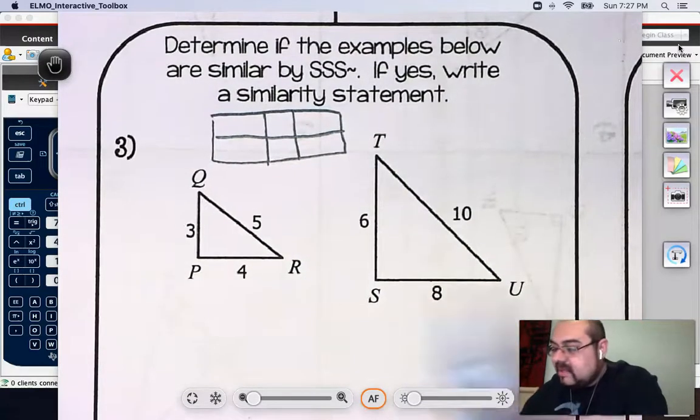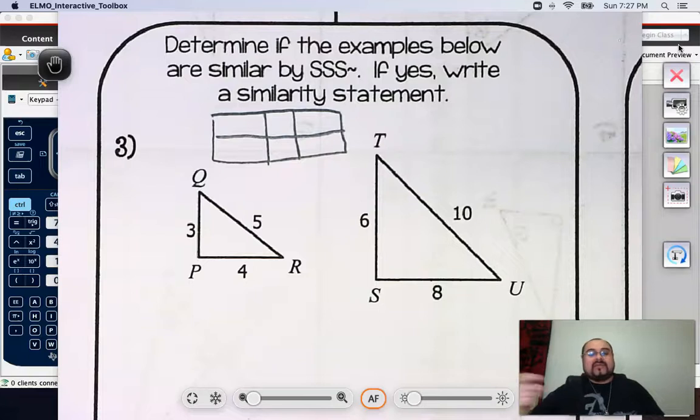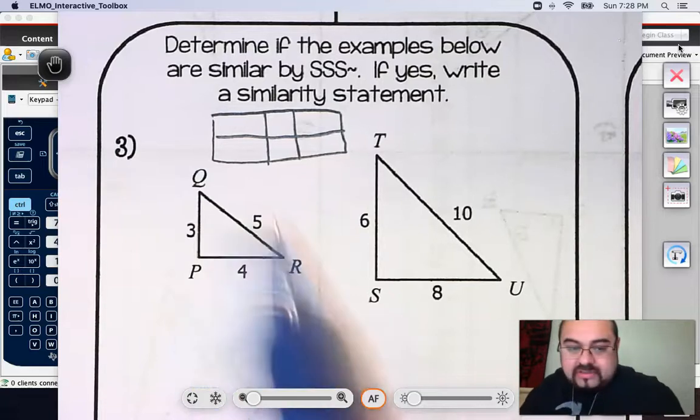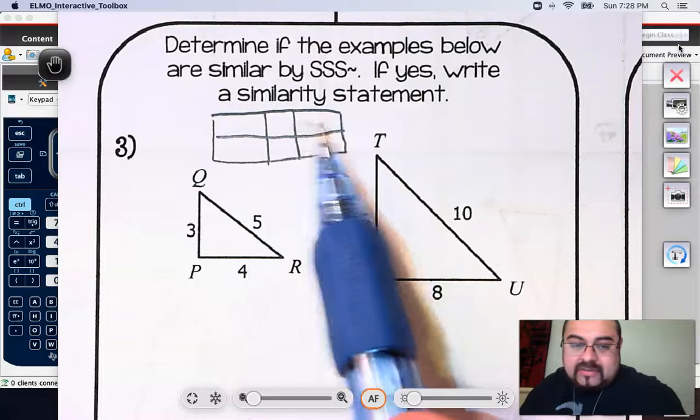Now remember, in an isosceles triangle, we have an order of the sides. We start with the smallest side and go to the biggest side. All right. So for example, this first triangle is going to be the triangle that's going to go up here in my grid.